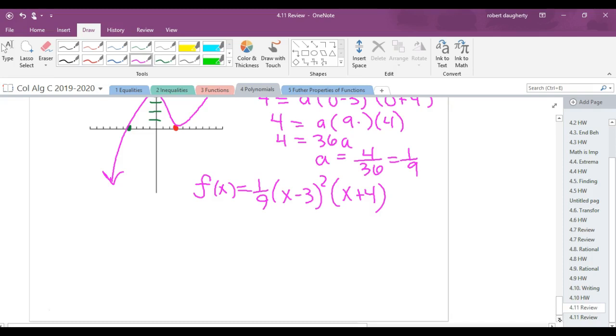So that is it. That's the review for this section. Keep in mind, don't just work this review. Look at review 4.7. And again, it's everything we did in Unit 4. Okay?